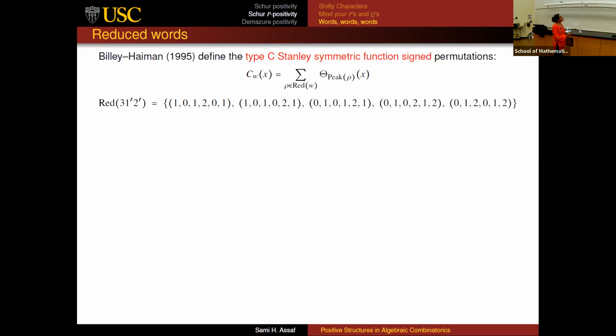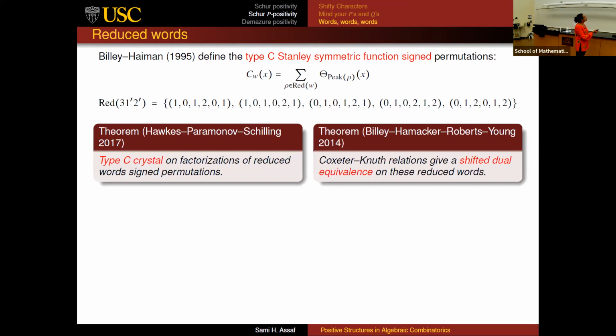But that's not quite what I want to do here. But I will point out that Billey, Hamaker, Roberts, Young did exactly that. So it turns out the Coxeter-Knuth relations are exactly what you want, and it gives you the shifted dual equivalence structure that I haven't defined. And on the other side, Hawkes, Paramonov, and Schilling gave a type C crystal on reduced words for signed permutations. So that was the underlying crystal that you can do on shifted tableaux as well.